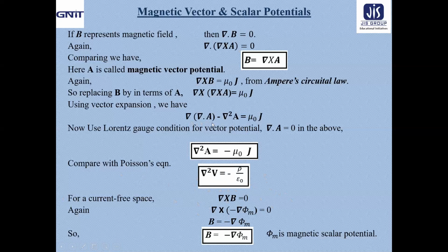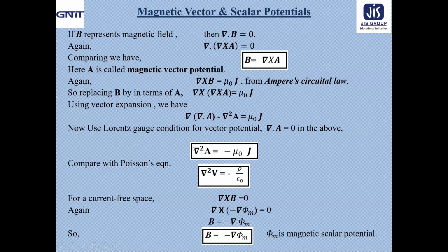So if del dot A equal to 0, known as the Lorentz gauge condition for vector potential, we will get from above del square A equal to minus mu naught J. Now compare with Poisson's equation in electrostatics: del square V equal to minus rho by epsilon naught.